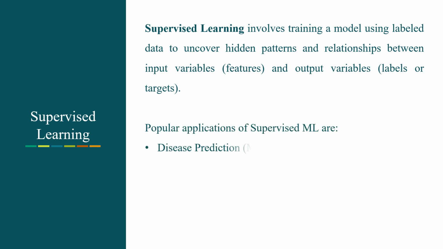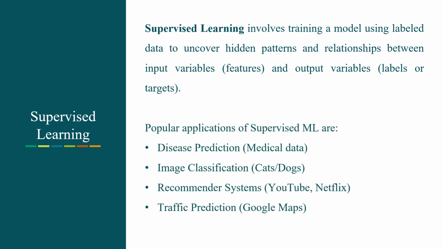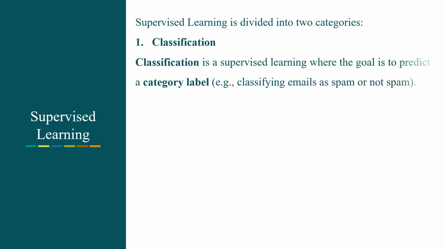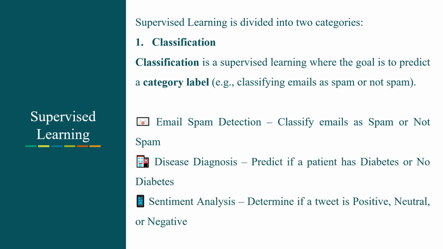So here are some popular examples of supervised machine learning. Disease prediction, predicting diseases from patient data. Next is image classification, identifying animals, objects or people in pictures. And then recommender systems, YouTube, Netflix, suggesting movies or videos based on your past behavior. Traffic predictions used by Google Maps, predicting traffic using past data and current road conditions. So supervised learning is further divided into two categories, that is classification and regression.